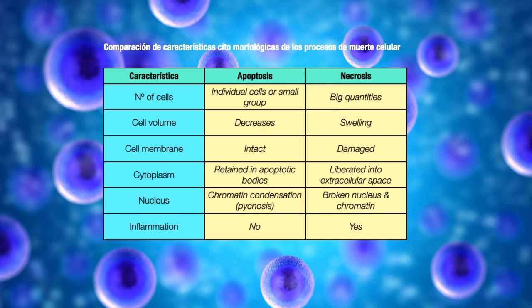In necrosis, the cytoplasm is liberated into the extracellular space, and when you break a cell, what results is inflammation. You see it in the last box. So necrosis has inflammation, and apoptosis doesn't have inflammation. Referring to the nucleus, in apoptosis, chromatin condenses in what we call pyknosis, while in necrosis the nucleus breaks and the chromatin also.